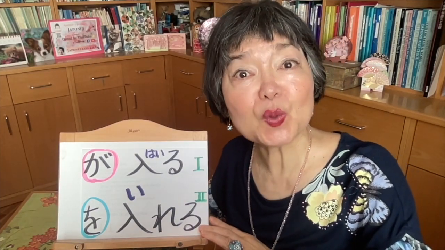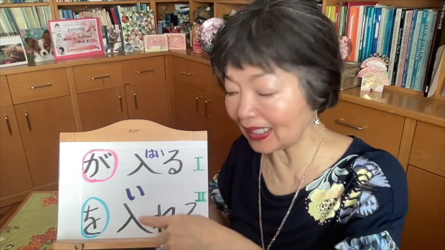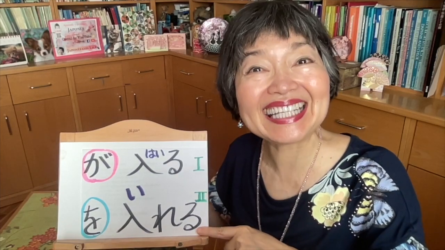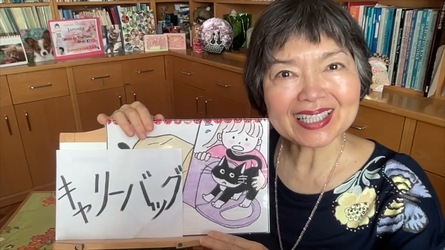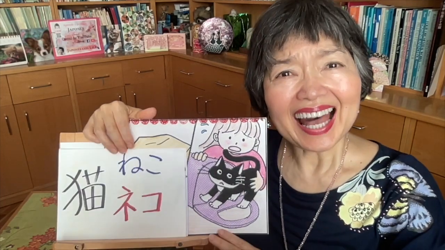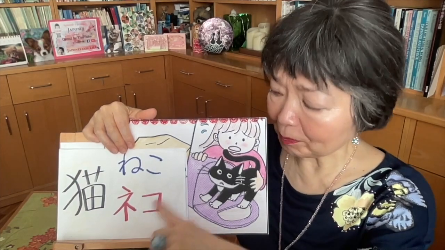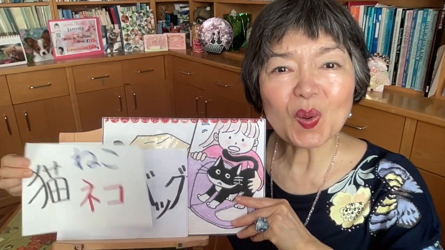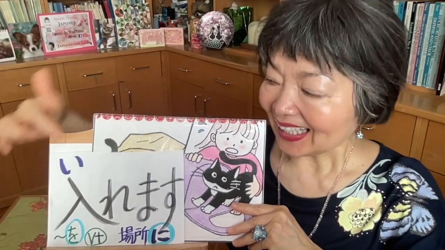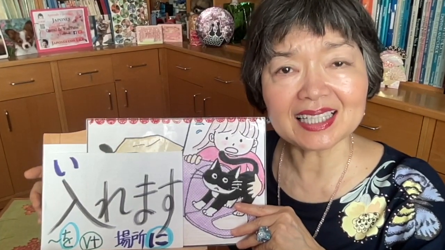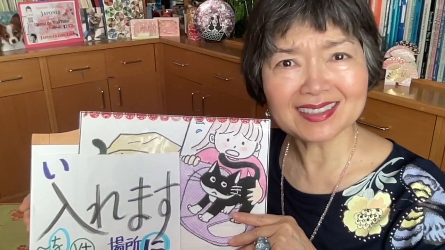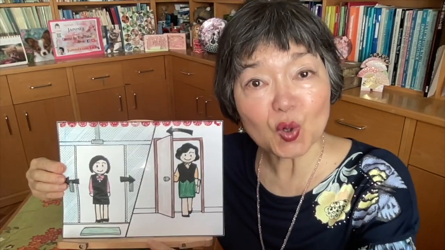And please notice we use the same kanji here. This one and this one are the same. But the pronunciation is different: here 入る, and here 入れる. Pet carrier, we say carry bag. I must put the cat into the pet carrier. 猫をcarry bagに入れなければなりません. 難しいです.